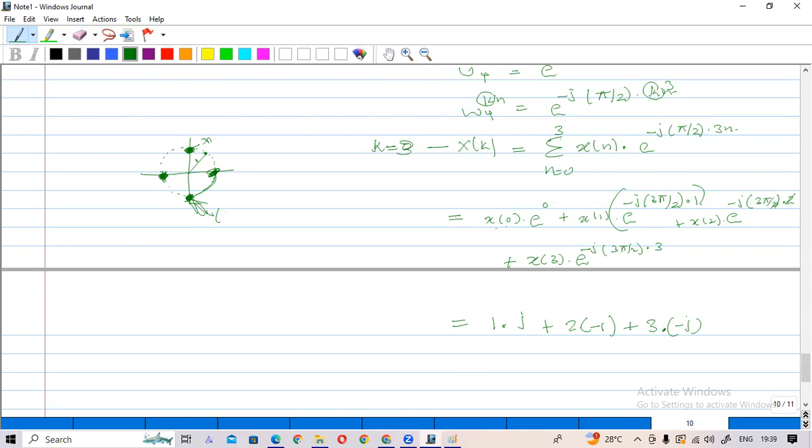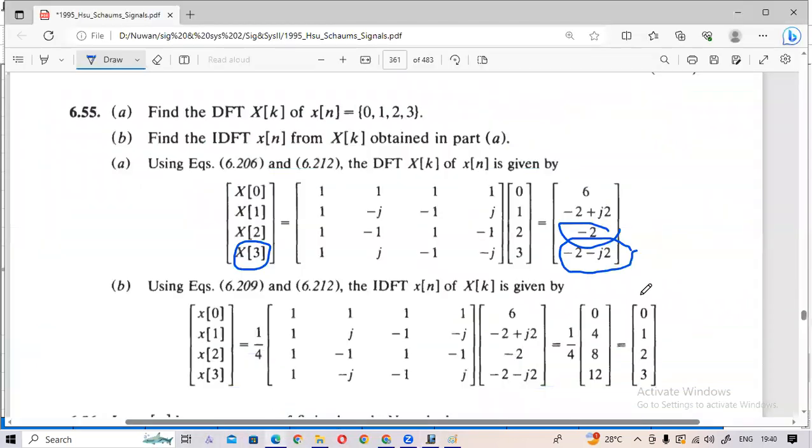So you can easily do this one: 2 into minus 1, this will be minus 2, minus 3j plus j, so you will have 2j. Okay, minus 2 plus 2j. Minus 2 minus 2j, no?